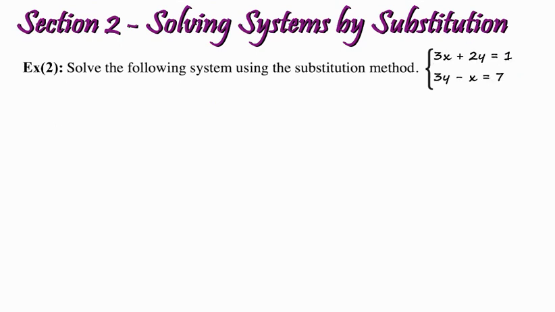Okay, so here is example 2, and notice that neither of these equations is solved for x or y. Nothing is in x equals form, nothing is in y equals form. So we can solve one of the equations for x, or we can solve one of the equations for y. I'm looking at the second equation because there is only a -1 in front of x. There's not a number like 2 or 3 that I'd have to divide everything by. So I'm going to solve equation 2 for x.